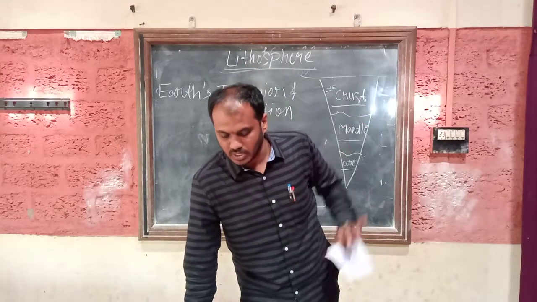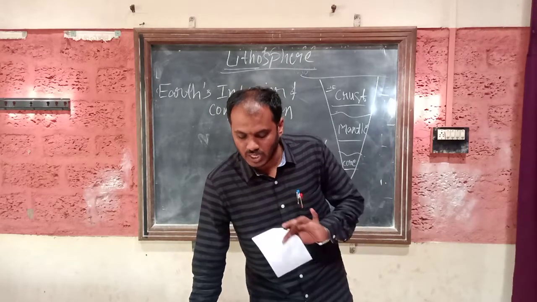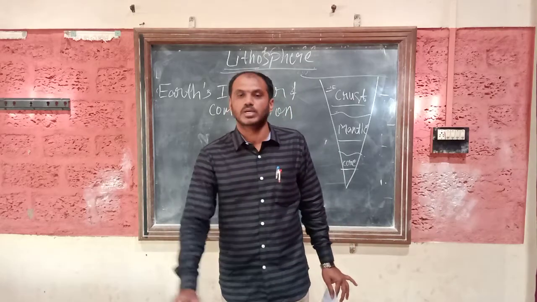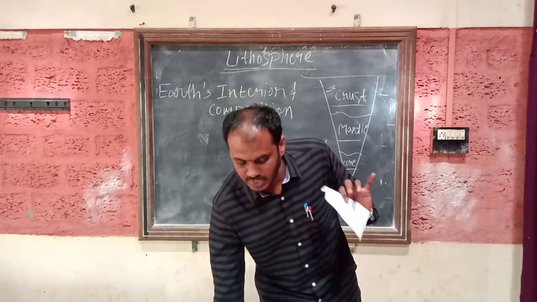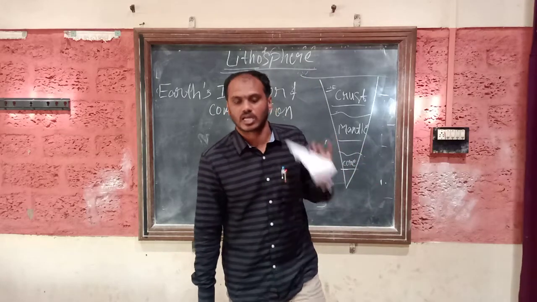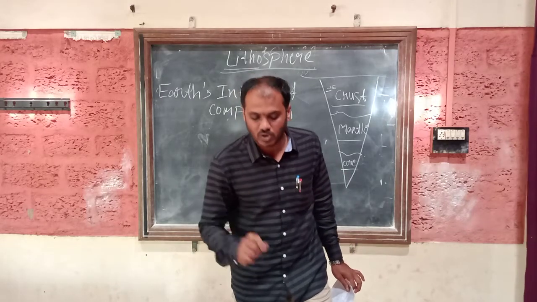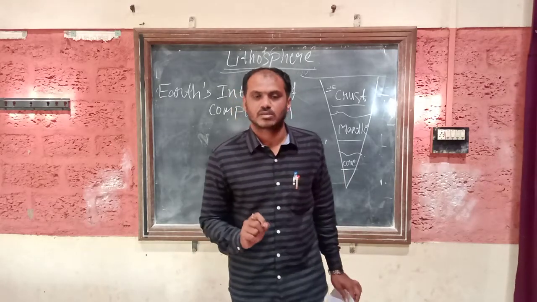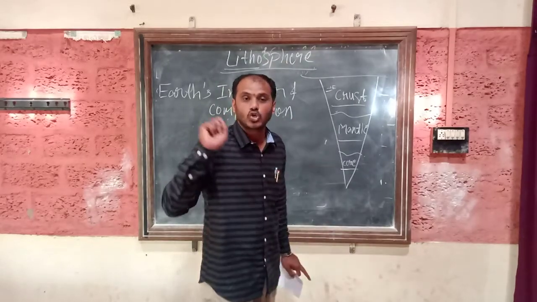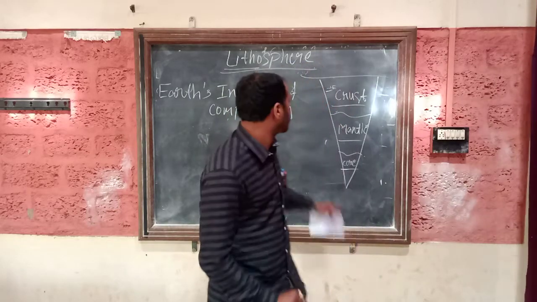In the upper part of the crust, only lighter materials are found. It is rich in silica and aluminium and is called the continental crust. The lower part of the crust is rich in silica and magnesium, so it is called the oceanic crust. This is regarding the crust.